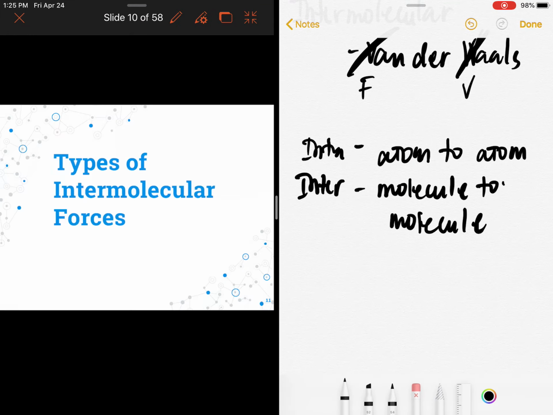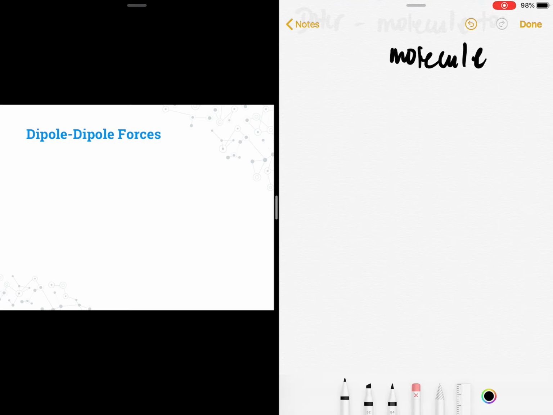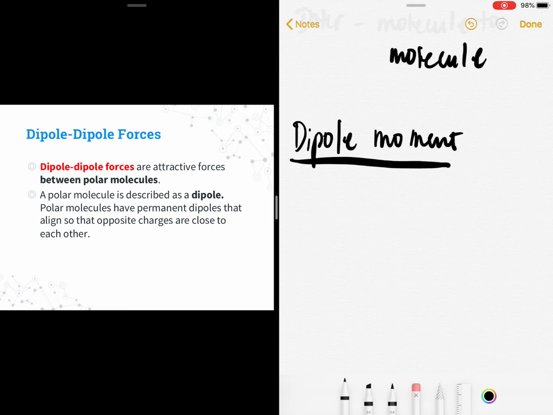Okay, let's move forward. Now, let's talk about the types of intermolecular forces. Okay. So, we have dipole-dipole forces. Dipole-dipole forces are attractive forces between polar molecules. So, the key word here is polar. Next, a polar molecule is described as a dipole. Polar molecules have permanent dipoles that align so that opposite charges are close to each other. I think you might have a difficulty in understanding this if you're still not familiar with the concept of the dipole moment. So before we delve deeper into the concept of dipole-dipole forces, pag-aralan muna natin ano ba yung ibig sabihin ng meron kang dipole moment.